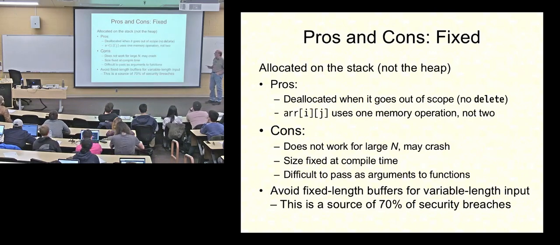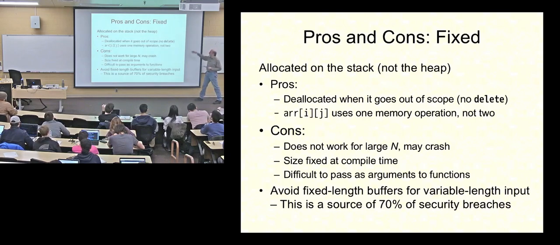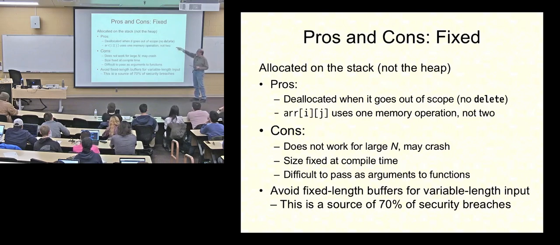Now, when we use these, there are pros and cons to each one. The nice thing about the fixed size arrays is that they're actually allocated on the stack, not on the heap. What's nice about that is that when the function ends, like if I declare a 2-dimensional array in function A, when function A is done, the array gets deleted for me. There's no need to clean it up. It was on the stack. Everything on the stack goes away when the function ends. The other nice thing is that the fixed size array, ARR sub i sub j, accesses memory once, not twice.